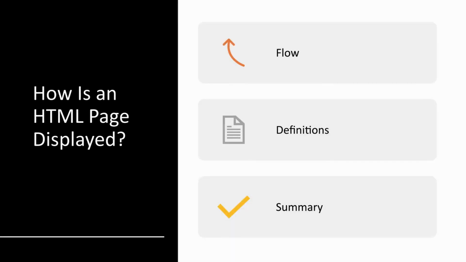In this lesson, we'll concentrate on two aspects of how an HTML page is displayed. First, we'll talk about the overall flow, and then I'll follow up with some definitions. So let's go ahead and take a look at the flow of information.